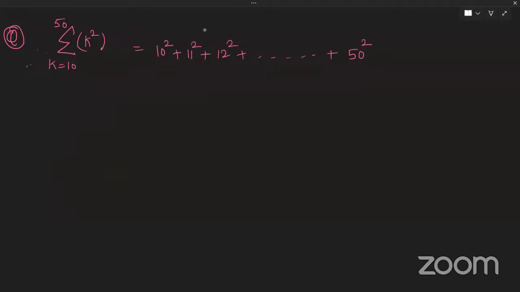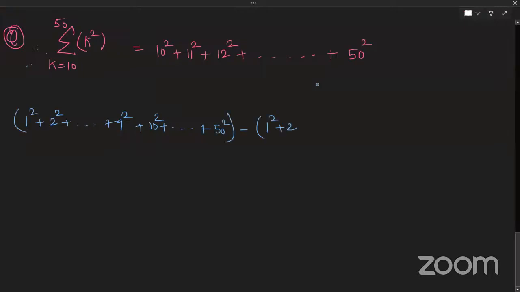Yes, it is correct. So see, what you can do is think of it like this. Then we have minus 1 square, 2 square, up to 9 square. Correct? Because this part is getting cancelled out. So what is this? Sum of squares of the first 50 natural numbers.